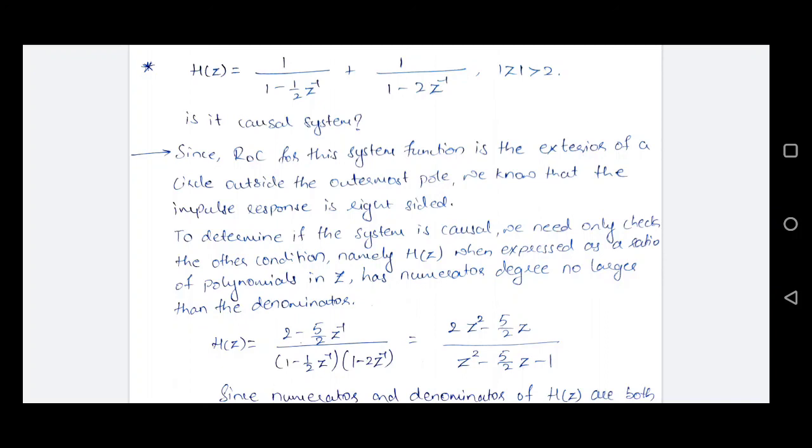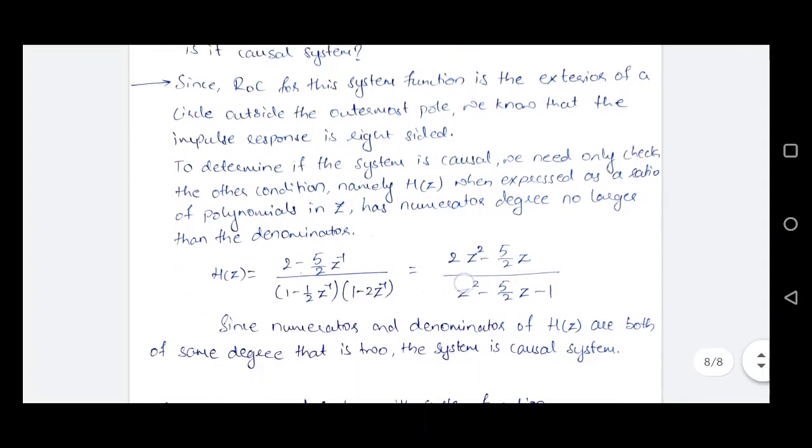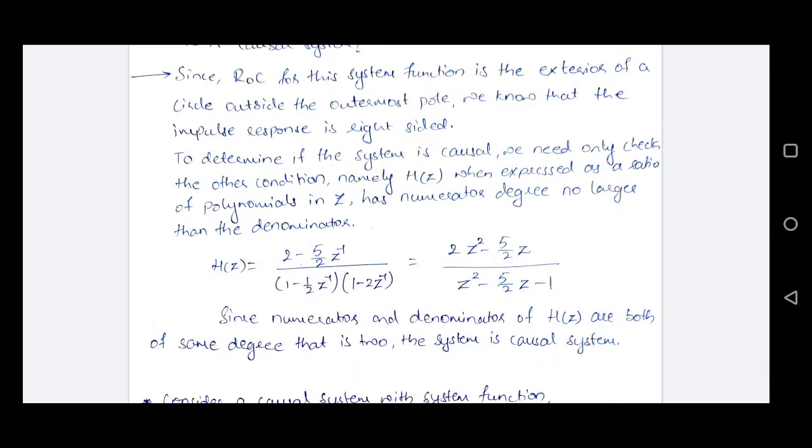Now, to determine if the system is causal, we'll just check the degree of the numerator polynomial and denominator polynomial when expressed as a ratio of two polynomials. So, expressing H of z, the system function, as a ratio of two polynomials, it will be 2 minus 5 by 2 z inverse divided by 1 minus half z inverse multiplied by 1 minus 2 z inverse. Simplifying this, it can be written as 2 z square minus 5 by 2 z divided by z square minus 5 by 2 z minus 1. Because the numerator and denominator polynomial degrees are the same, that is 2, the highest power of z in the numerator and denominator is 2. So the degree of both the numerator and denominator is equal to 2. Therefore, the system is a causal system.